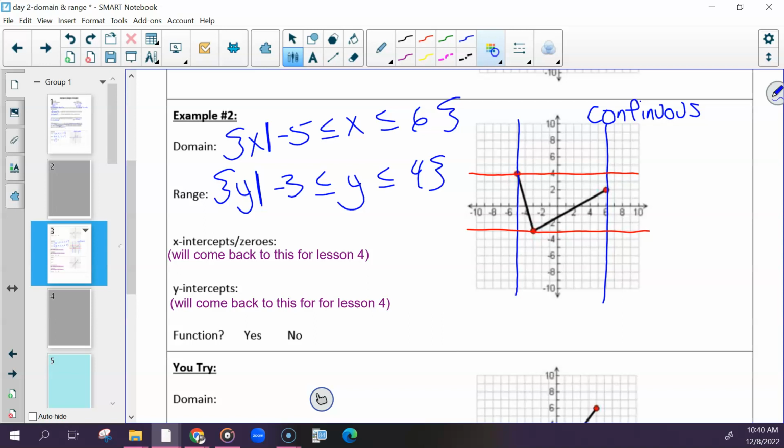Is this a function? Yes. If I draw in vertical lines, it doesn't cross anywhere or repeat anywhere. That was supposed to be a circle, it wasn't really. Questions on this one?